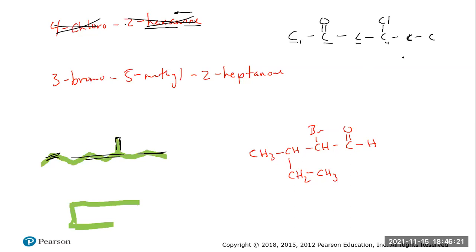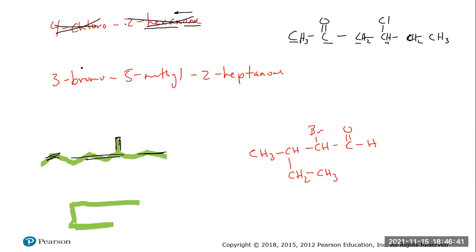At this point, we're out of stuff, so that means we fill in hydrogens. A couple there, 1 there, a couple there, actually none here, and 3 here. So there we go. Any questions on that one?